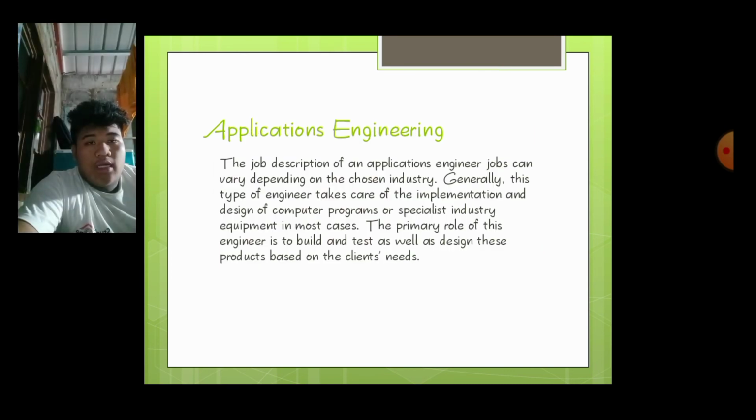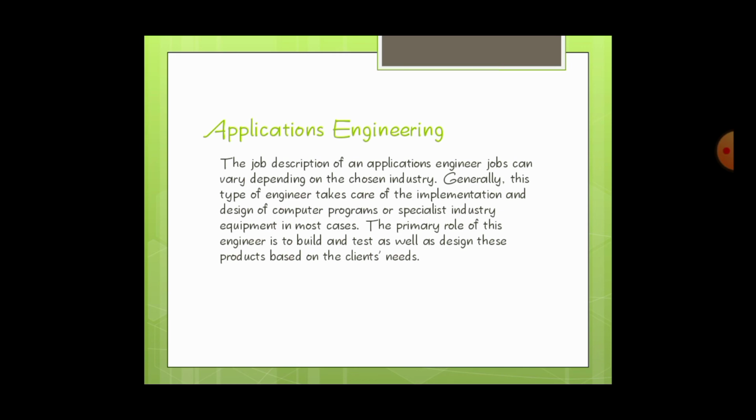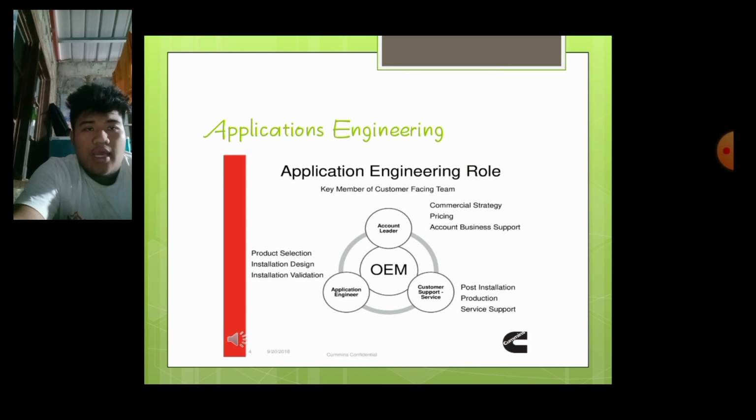Application engineering. The job description of an application engineering job can vary depending on the chosen industry. Generally, this type of engineering takes care of the implementation and design of computer programs or specialist industry equipment. In most cases, the primary role of this engineer is to build, test, and design those products based on the client's needs. This is an example of application engineering.